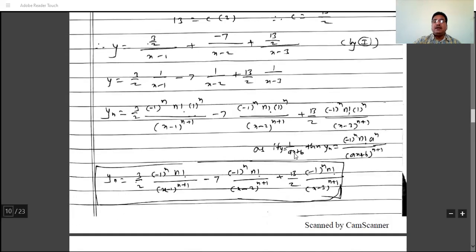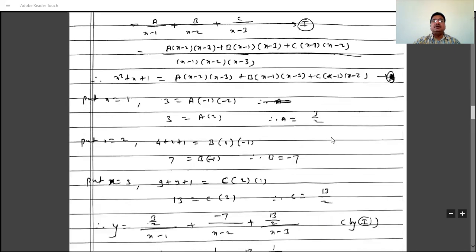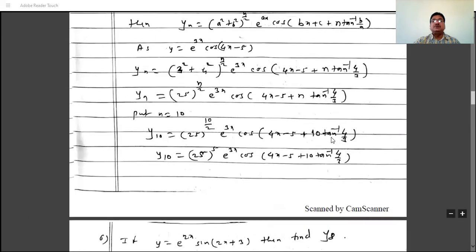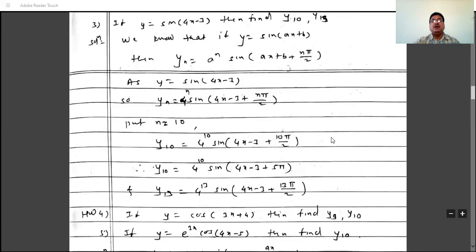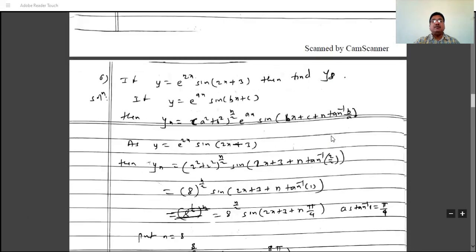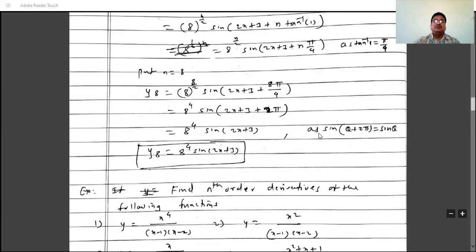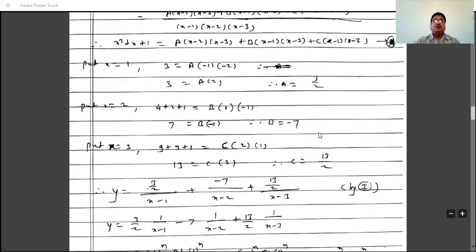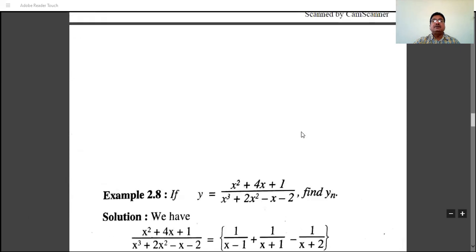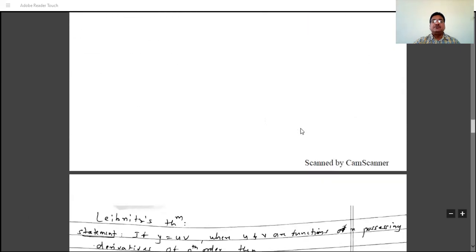The derivative of 1 by ax plus b is what? Minus 1 raised to n, n factorial, a raised to n, divided by (ax plus b) raised to n plus 1. So these are some problems on the nth order derivative. These are the 9 formulas for nth order. Remember these 9 formulas in order to find the nth order derivative of standard functions.